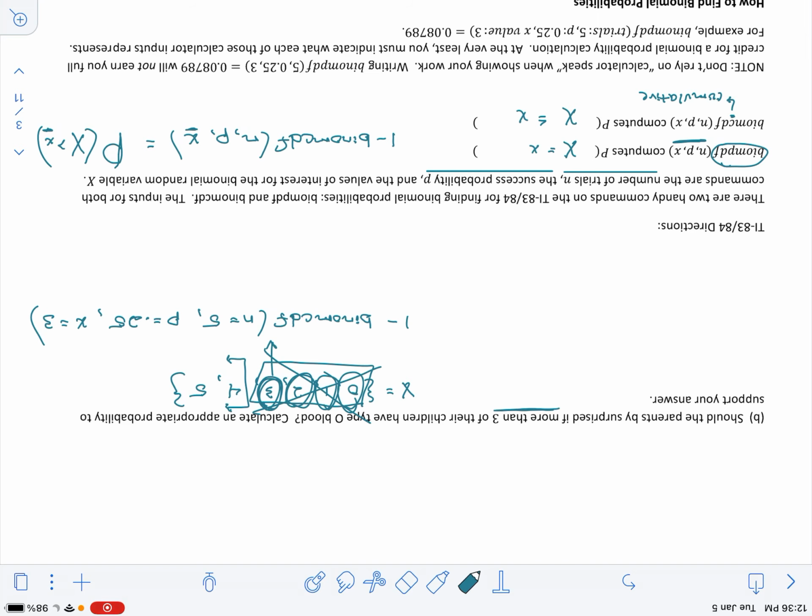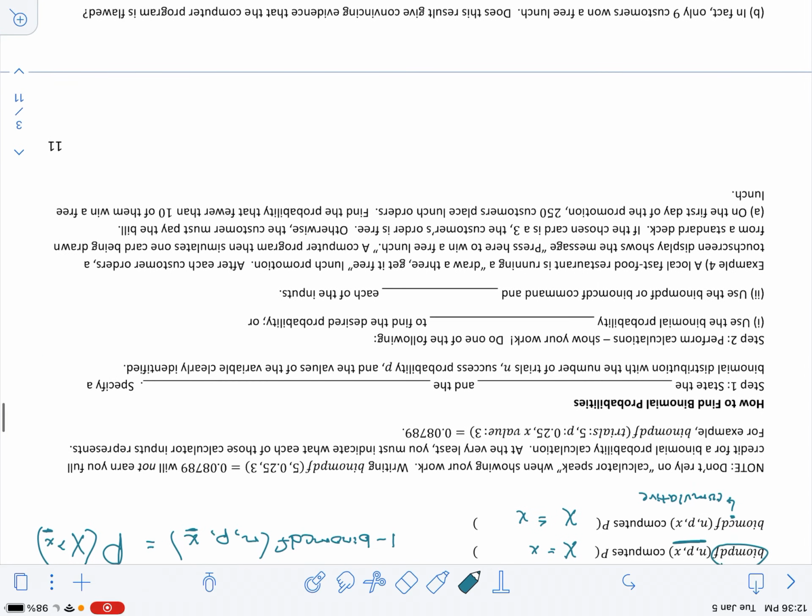There is a note on here, like I already said, don't rely on calculator speak when showing your work. That will not earn you full credit for a calculation. At the very least, you have to include what those inputs represent. So not even just putting in, but writing out, there are 5 trials. This is my probability of success. It is much better to do what we did in class where I'm showing my formula. I know what my binomial formula is, and then you can use your calculator to just calculate it.